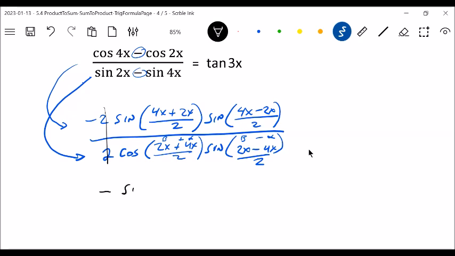I have minus sine, and that's 4 plus 2 is 6. 6 divided by 2 is 3, so this one's 3x. And then I have sine 4x take away 2x is 2x divided by 2. That makes this just sine of x.